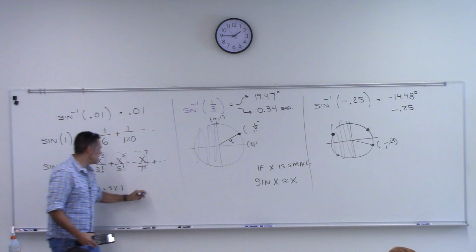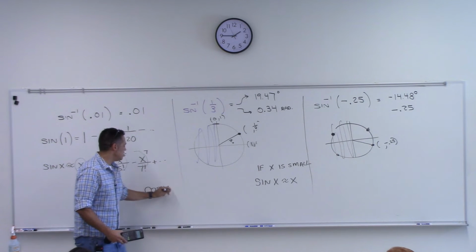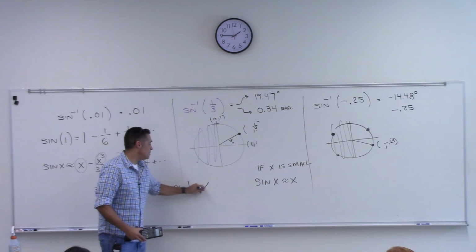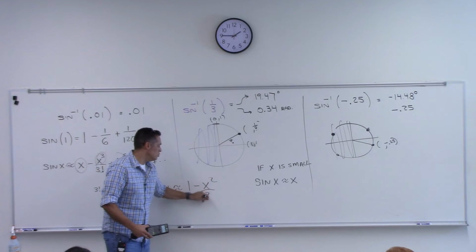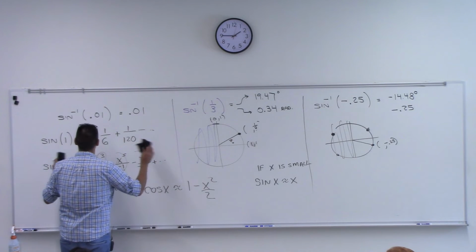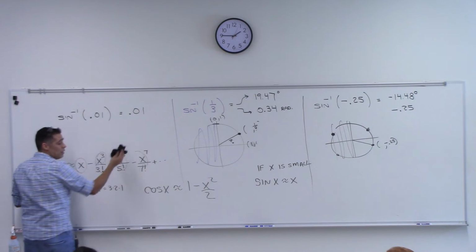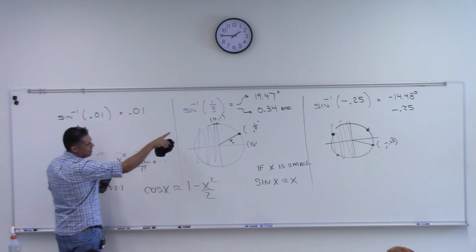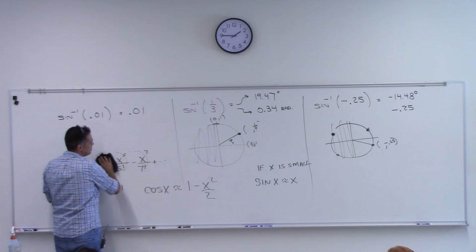And it turns out cosine of x is approximately 1 minus x squared over 2. But that's a different story. I'm going off, I'm sorry. That's a great question. Because you noticed it, it seems like it is, right?